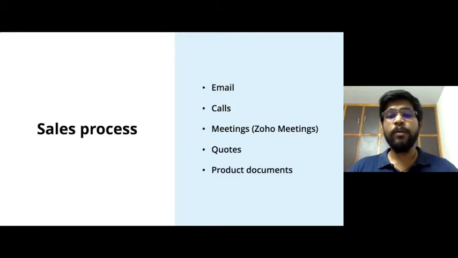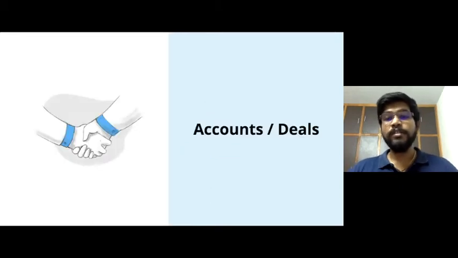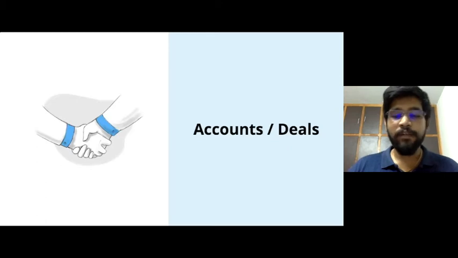Let me quickly tell you what accounts and deals module is. Account is nothing but the client company. For instance, Zilker is the account and Aaron Davis is the contact from Zilker. There could be multiple contacts for a single account. And deals module is where the sale progress is updated and monitored.